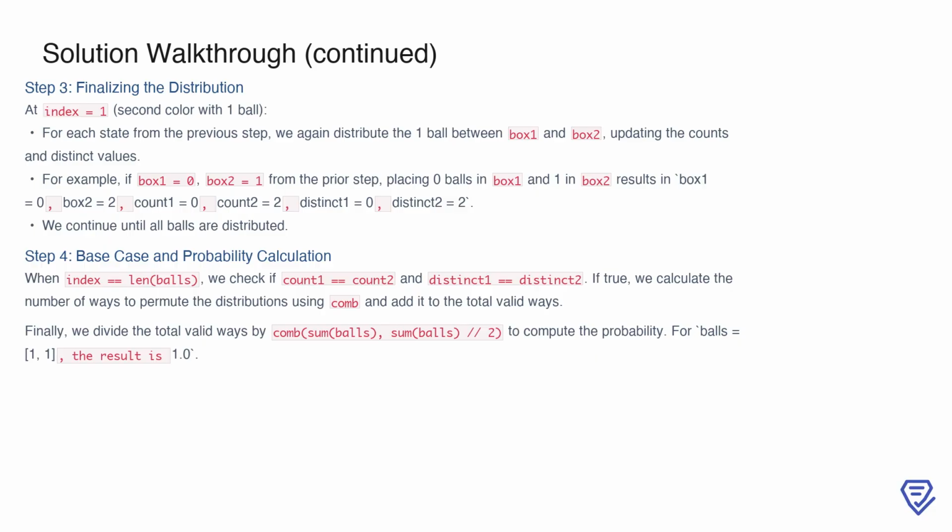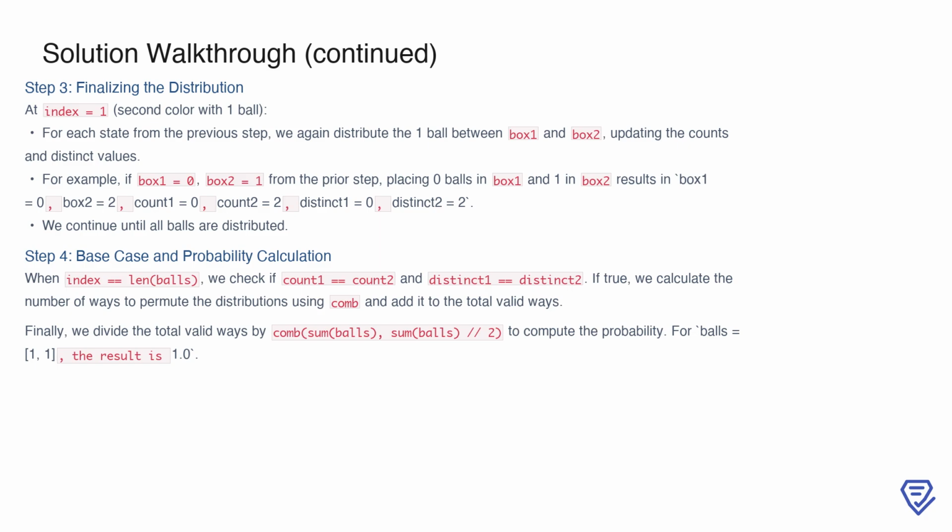Now, at index 1, we distribute the ball of the second color based on the states carried over from the previous step. For example, if the state was box 1 equals 0 and box 2 equals 1, placing the second ball entirely in box 2 results in box 2 having both balls, while box 1 remains empty. This creates a state where box 1 has 0 balls and box 2 has 2 balls, with box 2 containing 2 distinct colors. We repeat this process for all possible states, ensuring every distribution is considered.